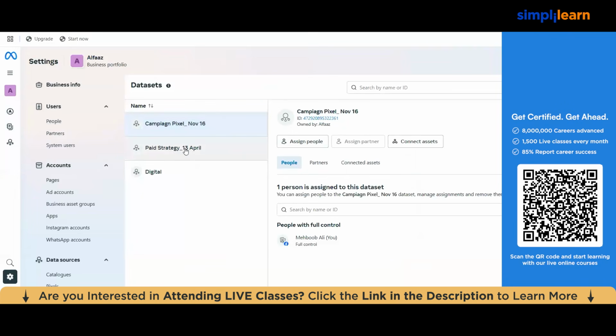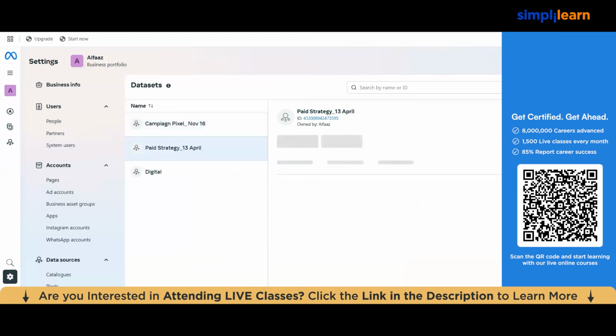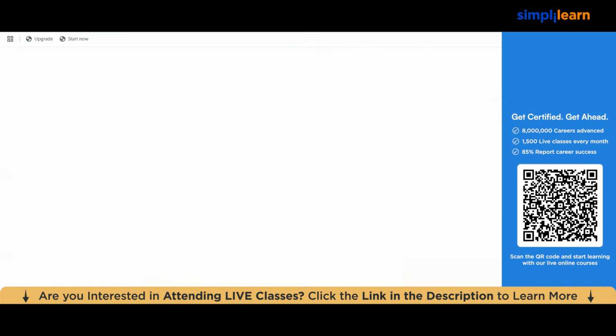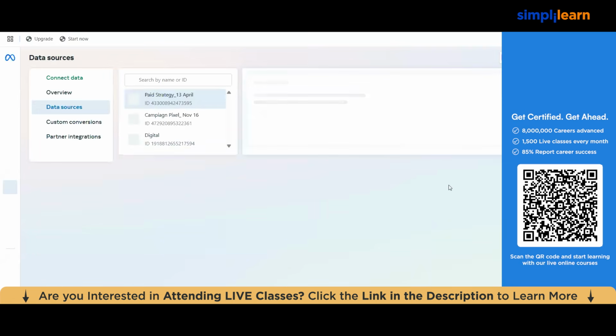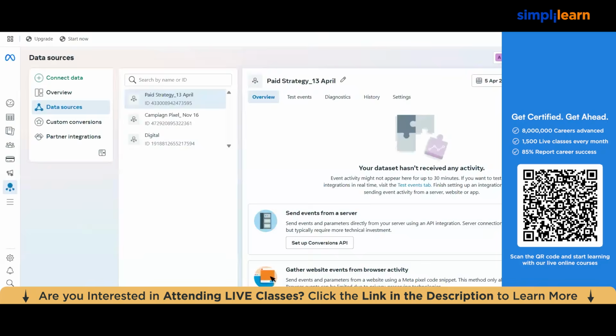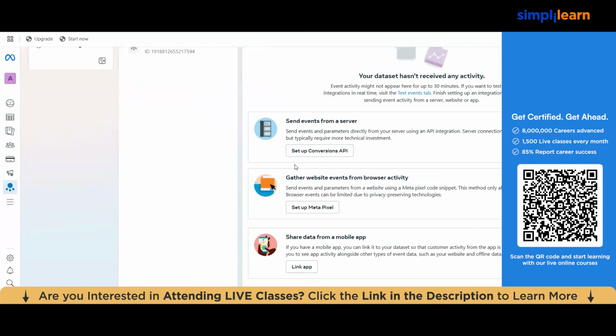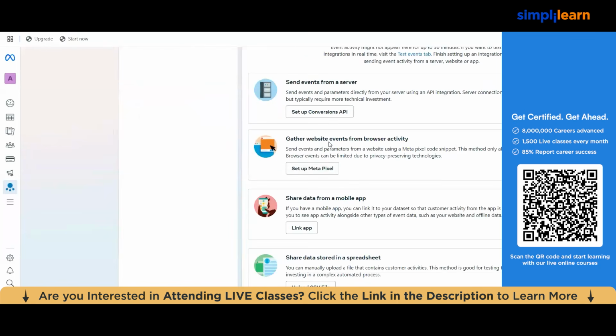So once I click on this Paid Strategy or whichever data set, what you have to do is find these three dots over here. Click on this and it will open a pop-up window saying Open in Events Manager. So I'll open in Events Manager. And boom, now you get all this stuff over here: share data stored in a CSV file, link an application, and so on.